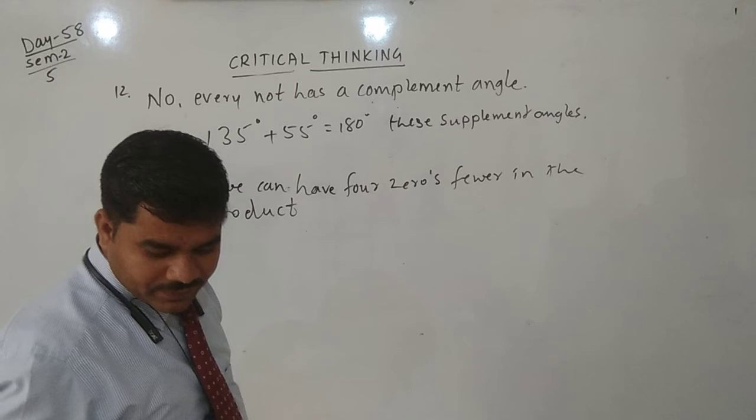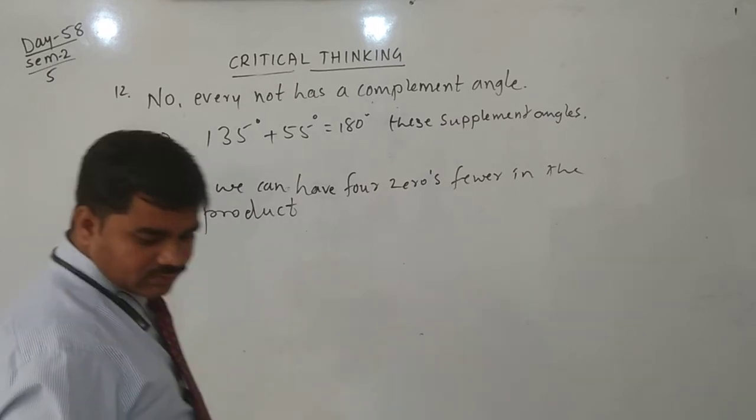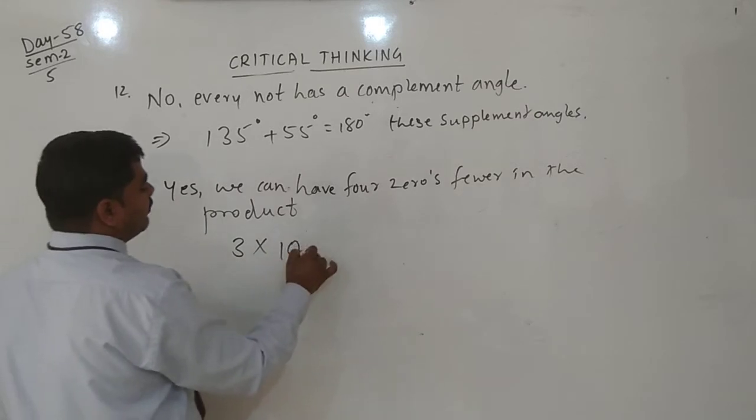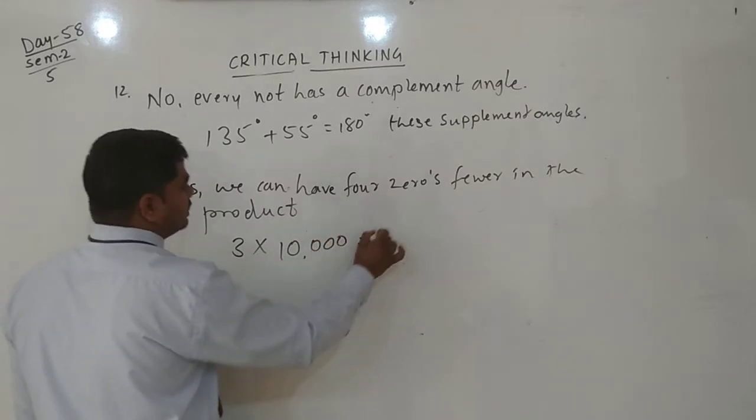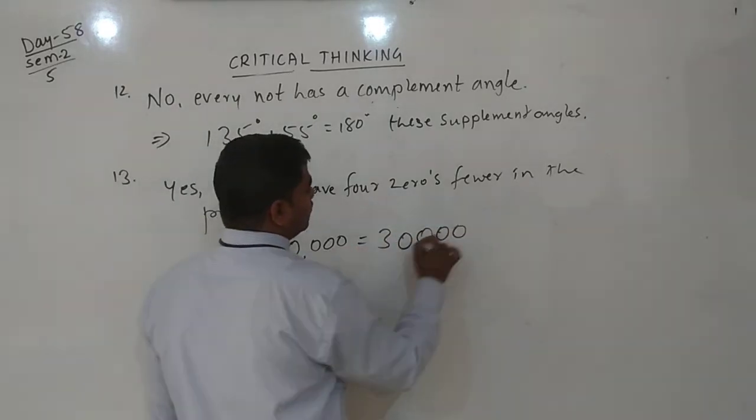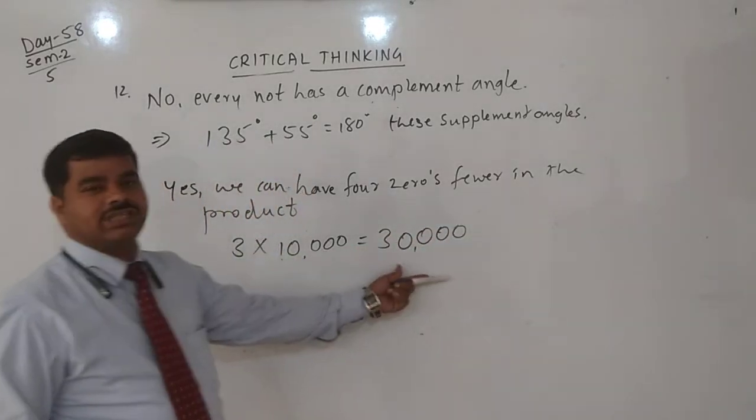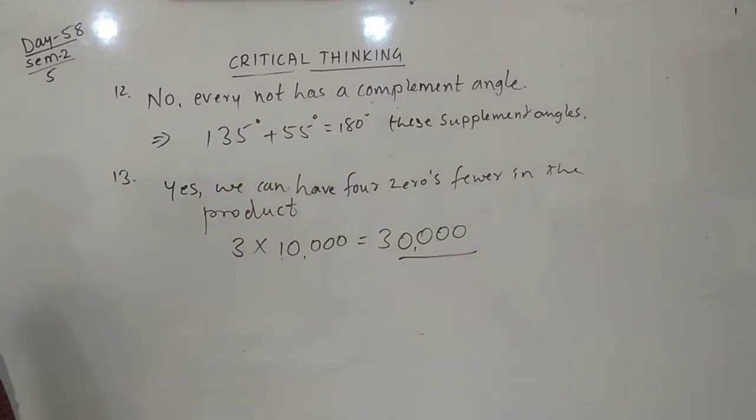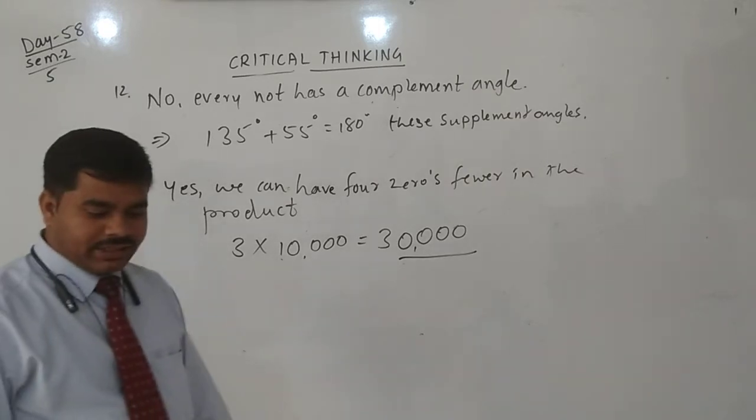Yes, very simple. How? If a number is multiplied, say 3, you multiply by 10,000, then 3 is the product, 3 ones are 3 and 4 zeros you write, no? Yes or no? After 3 there are 4 zeros. These 4 zeros are in the product. Yes. Then question number 14.